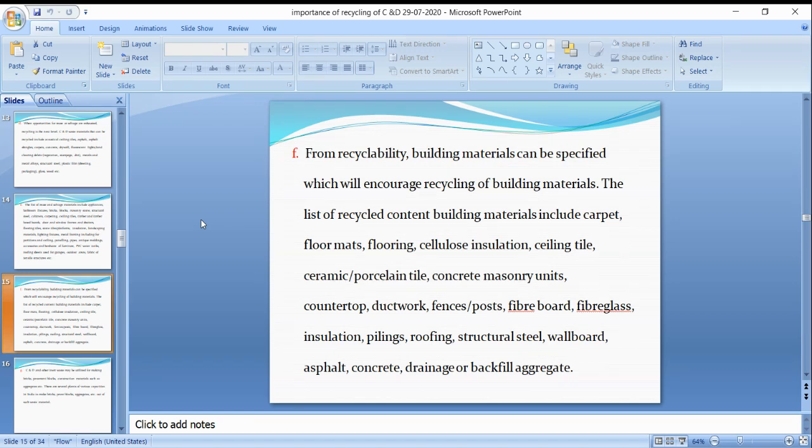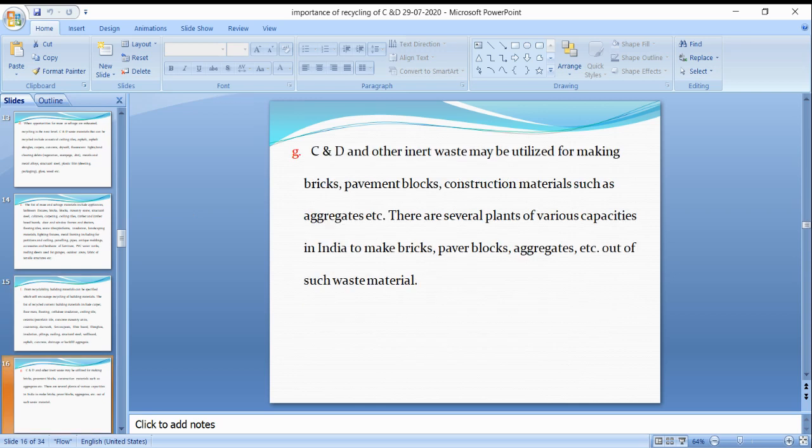So from recyclability, building materials can be specified which will encourage the recycling of building materials. So the list of recycled content buildings includes carpet, floor mats, flooring, cellulose insulation, ceiling tiles, ceramic porcelain tiles, concrete masonry units, countertop, ductwork, fences, posts, fiberboards, fiberglass, insulations, piling, roofing, structural steel, wall boards, asphalt, concrete, and drainage. So all these are used for backfilling of the aggregate. So these are the materials. So construction and demolition and other inert waste may be utilized for making of the bricks. So some of the materials can be used again as inert materials for making of the bricks and the pavement blocks.